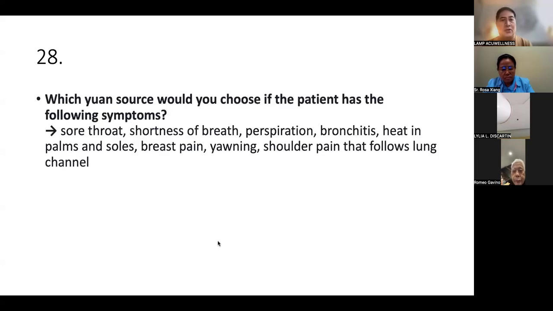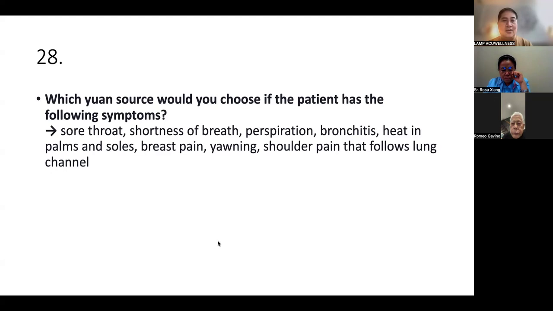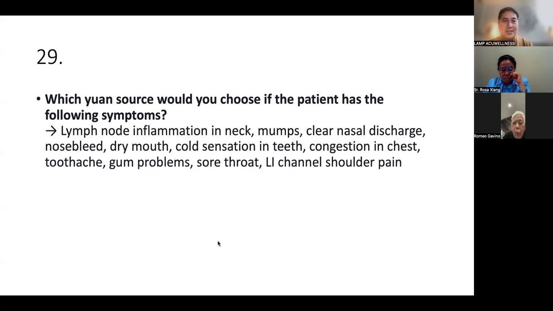Which Yuan-Source point would you use if the patient has the following symptoms? Sore throat, shortness of breath, perspiration, bronchitis, heat in the palms and soles, so very yin deficiency, breast pain, yawning, shoulder pain that follows the lung channel. Lung 9, of course. What about lymph node inflammation in the neck, mumps, clear nasal discharge? LI4, okay.